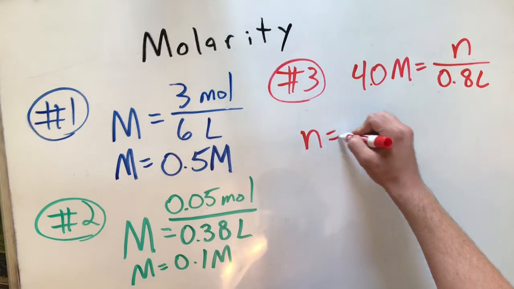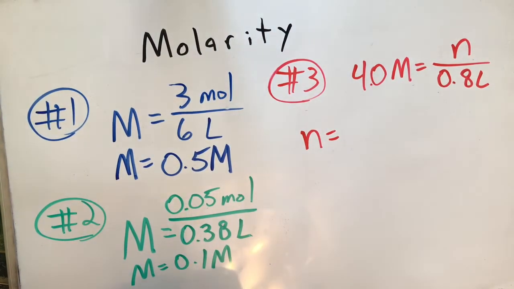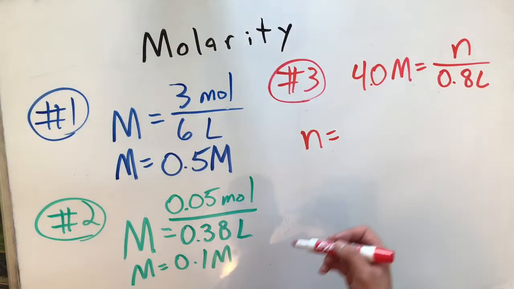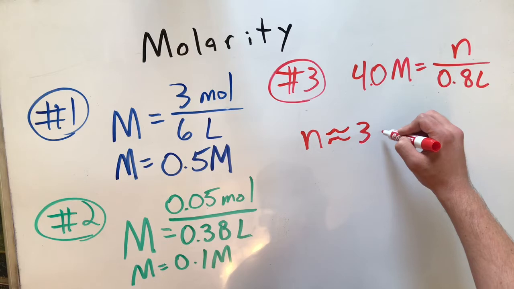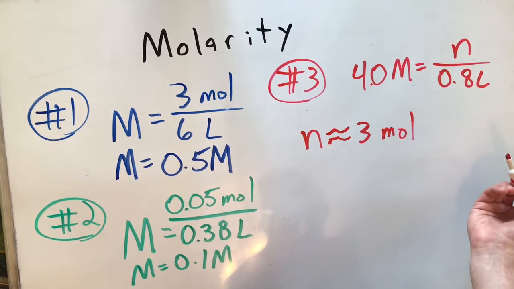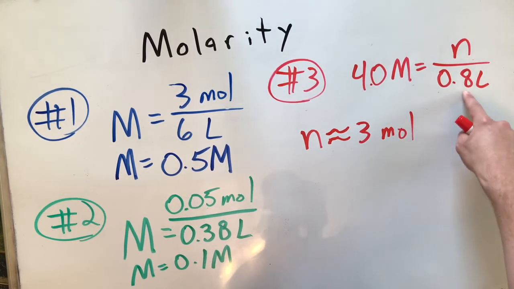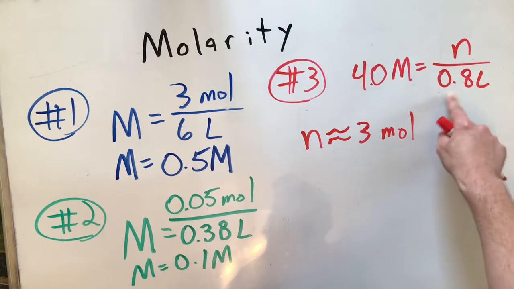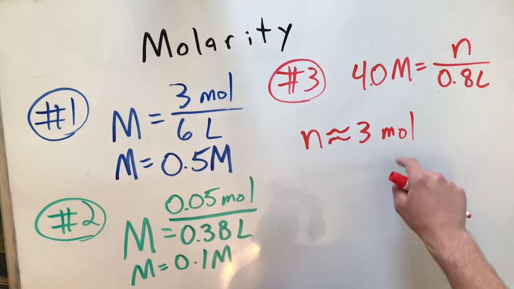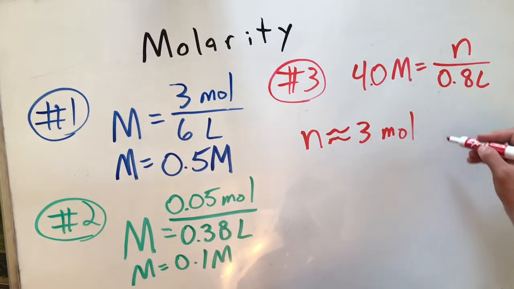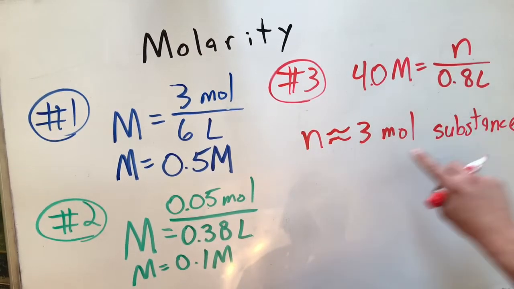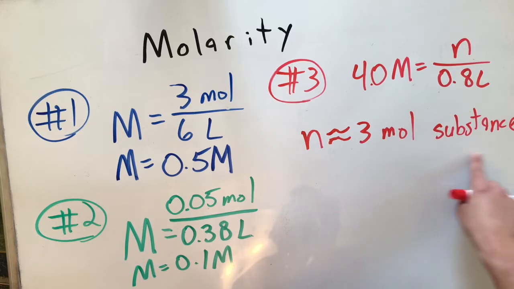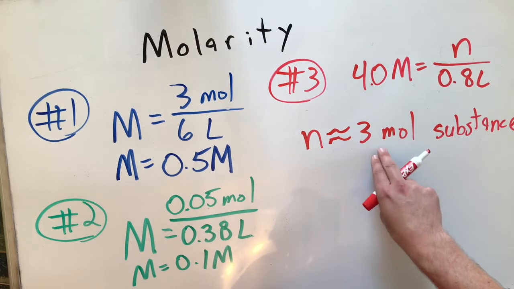I've also gone ahead and done this one in advance in my calculator. It turns out to be just about, I'll put approximately here, 3 moles. This is using significant figures. This measurement here is not very significant. So just about 3 moles of whatever my substance is. It's not a story problem, so it didn't tell me what that substance was. But I do know that I have 3 moles.